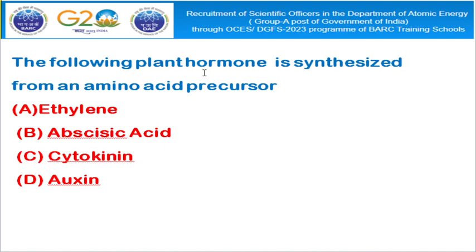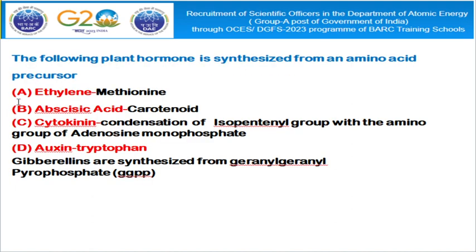Next, which of the following plant hormones is synthesized from an amino acid precursor? The correct answer is ethylene and auxin. Ethylene is produced from methionine, which is a sulfur containing amino acid. Next, auxin is produced from tryptophan.